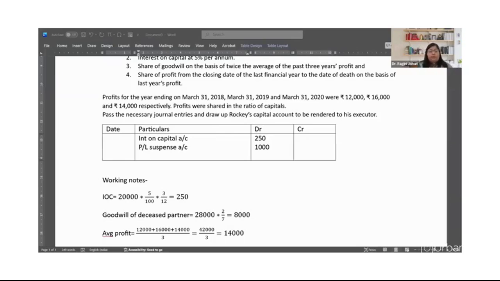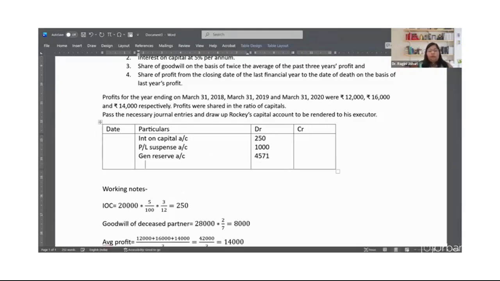Okay. So this is general reserve account debited 4571. Now all this money is to be credited to Rakesh's capital account. So now let's add up all these amounts together and find out how much money goes into Rocky's capital account. Okay, this is 5821.